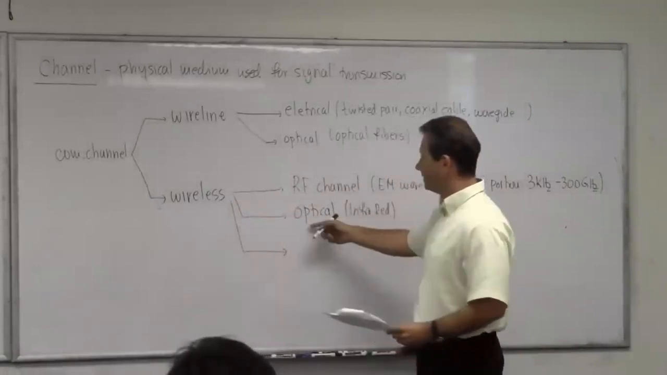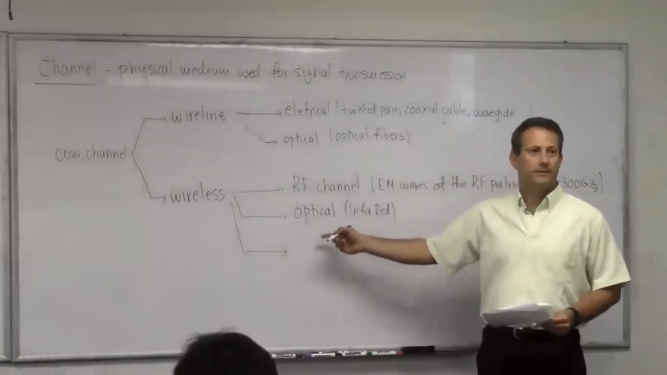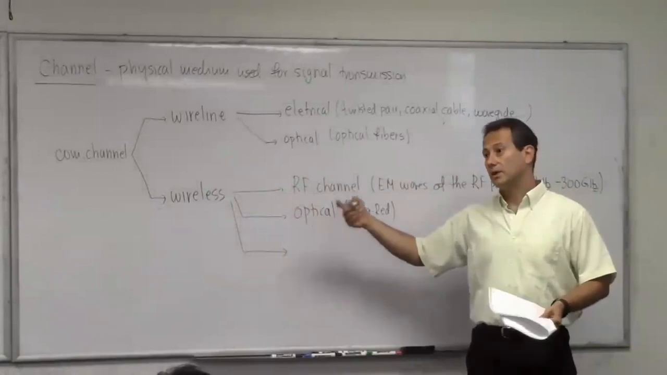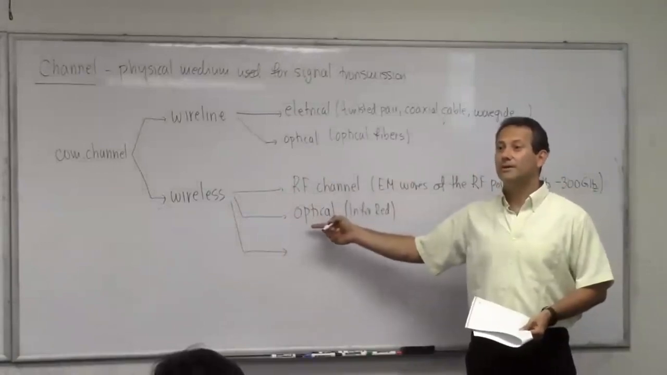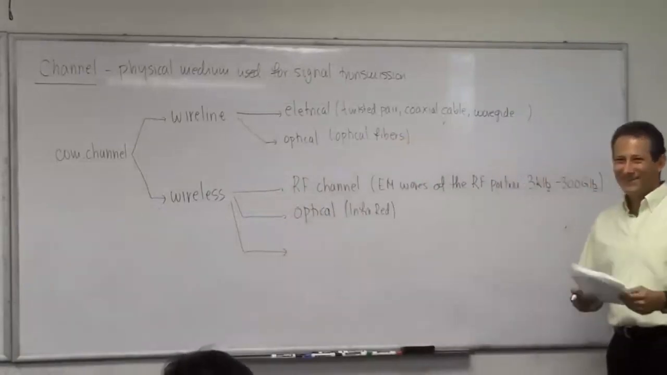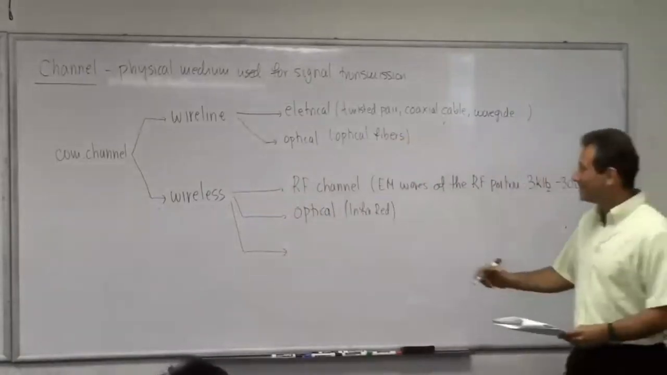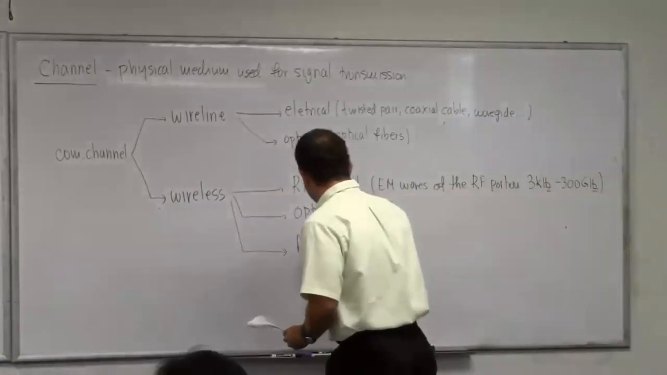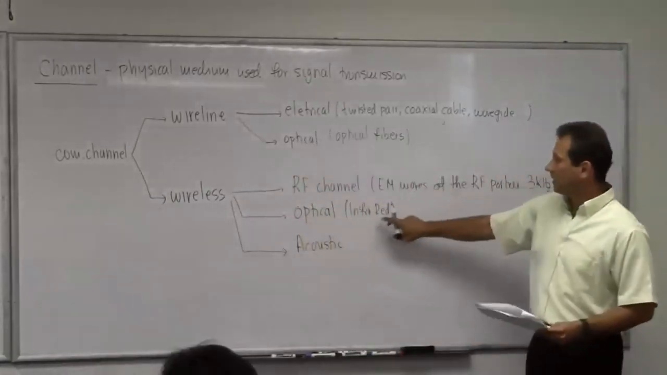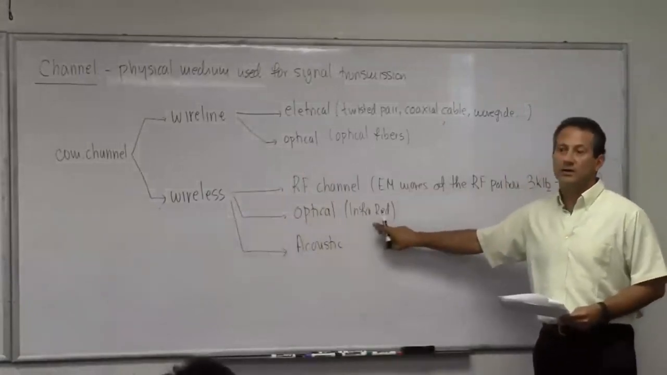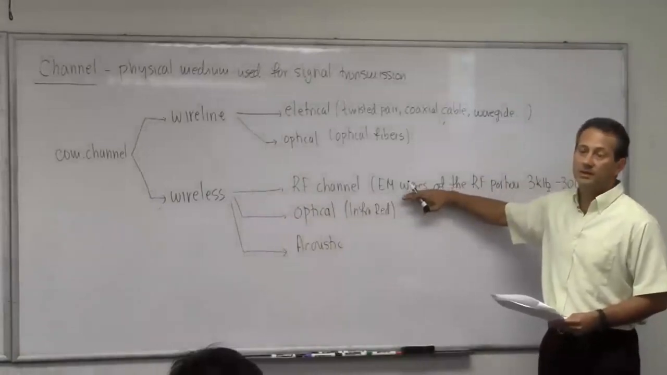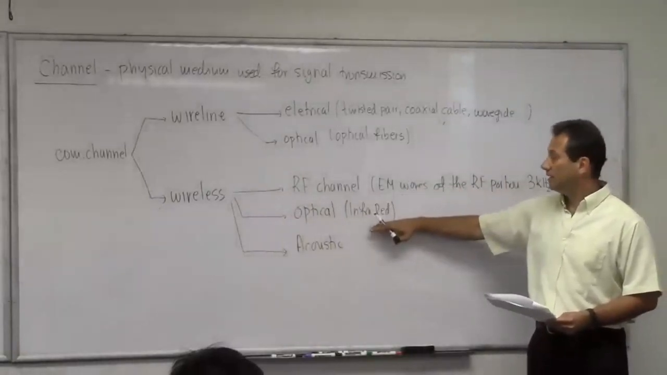What would be a device that would use this kind of channel? Very popular device: laser. Another one even more popular: remote control. Don't forget remote control. And then there is another one which is acoustic, right? Now, both of these, RF channel and optical, are using electromagnetic waves, just different frequencies. This is a lower frequency band, and this is a higher frequency.